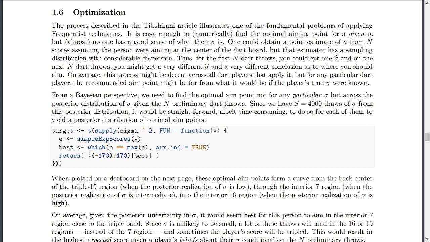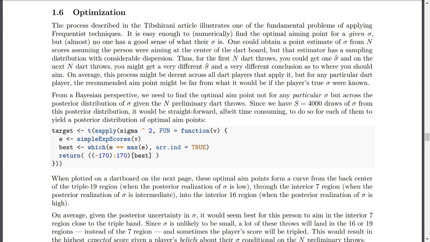So kind of the point of this article by Tibshirani was then to say, okay, given this point estimate of sigma, there's another algorithm in the package that can tell you where you should aim when you're playing darts, given your sigma, which basically represents your ability, where lower values represent better ability to throw darts more precisely. And so it's easy enough, numerically at least, like there's an EM algorithm and whatnot to do it, to find the optimal aiming point for a given sigma.